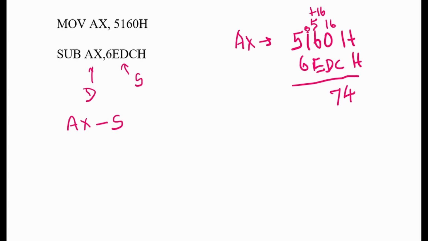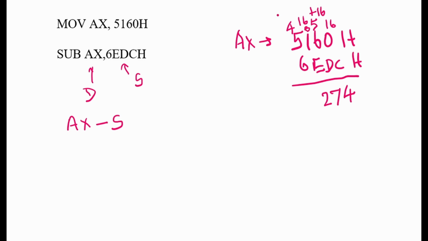Then here you have 0. From 0 you may not subtract E. E is 14. So you borrow 1 from here. So this will become 4 and this will become 16. So 16 plus 0, 16 only. 16 minus 14 is 2. Now you have 4. From 4 you may not subtract 6.